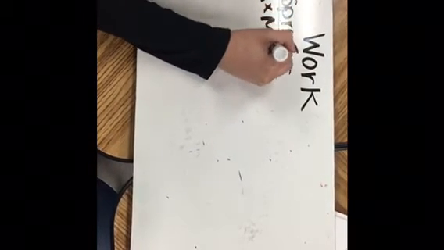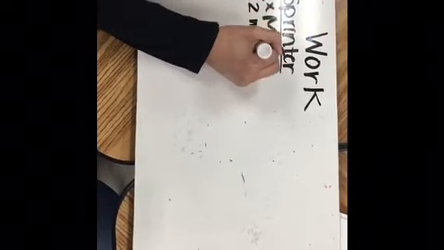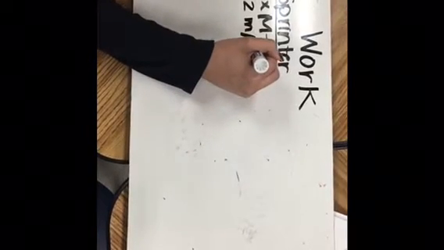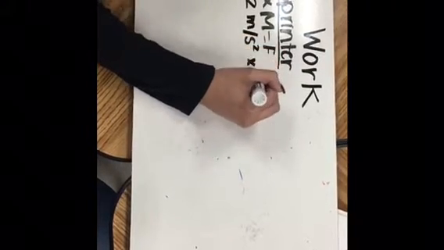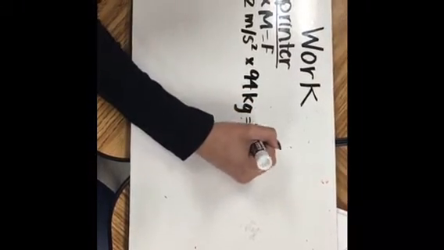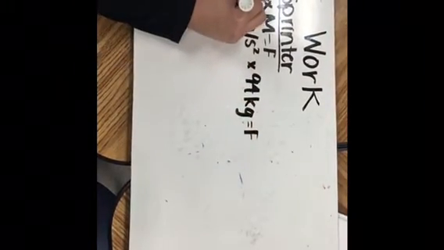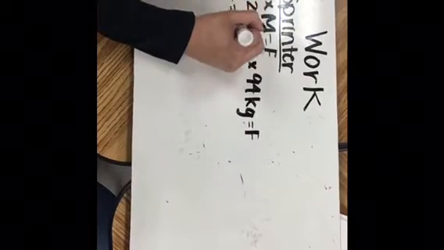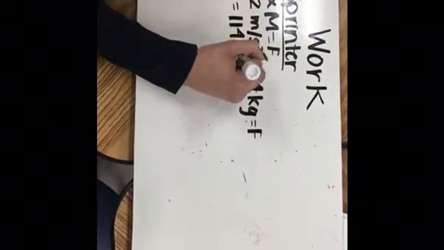For the sprinter, you have to find work by finding the force. A times m equals F. 12.2 meters per second squared times 94 kilograms equals the force. The force is equal to 1,146.8.